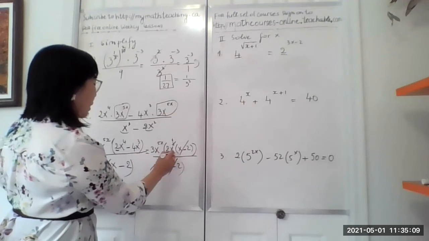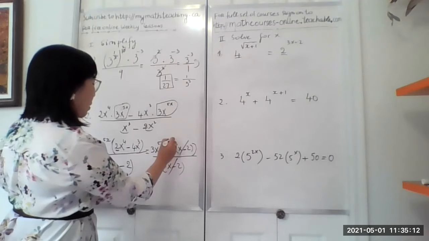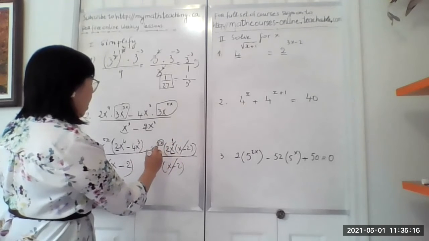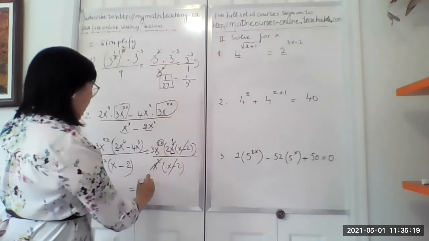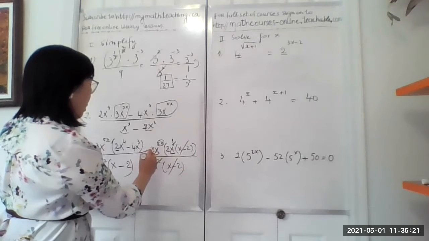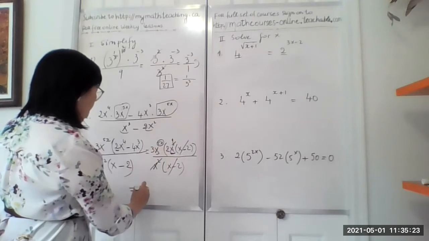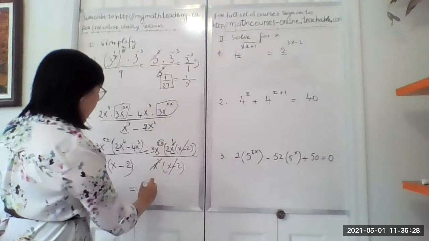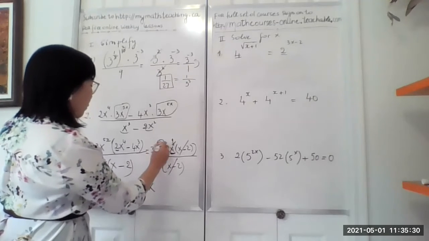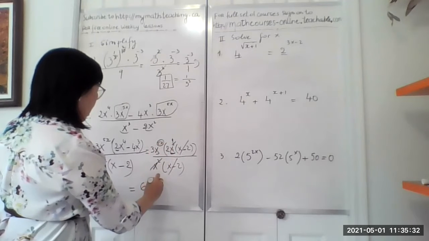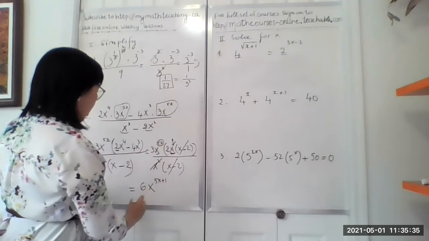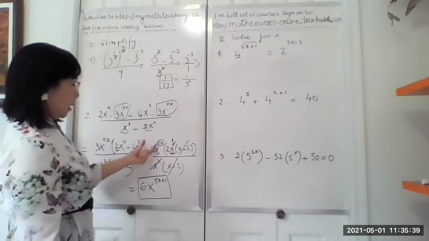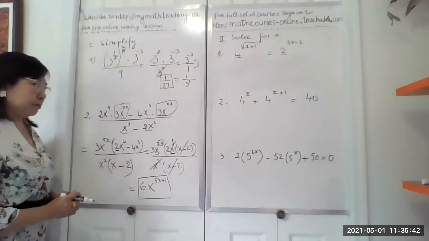So I can combine this x, right? This is x to the power 1. This is x to 5x. So I can combine this with this number. And I'm left with the number 3 and number 2. I can join them, 3 times 2 is 6. And the x here, I can join them, which is 5x plus 1. So that is the final simplification I can do for this algebra.